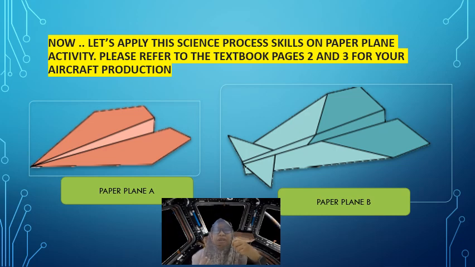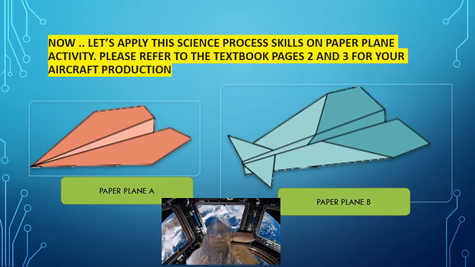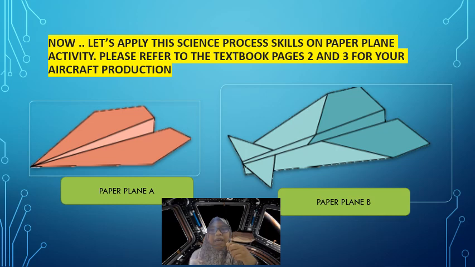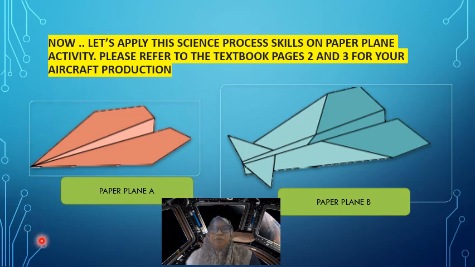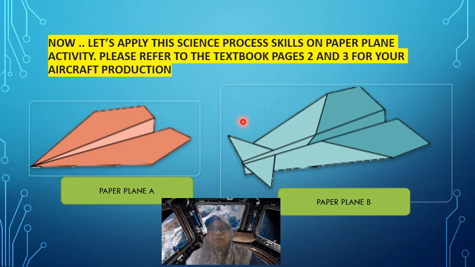Now, for us, okay, let's apply the science process skills in a paper plane activity. So, pupils, okay, let's do some fun activity. And to do that, please refer to the textbook pages 2 and 3 for your aircraft production. We will produce paper plane A and paper plane B. Okay, this is the shape of paper plane A, which can be referred to in textbook page 2, and this is paper plane B that can be referred to in page 3 of the textbook.